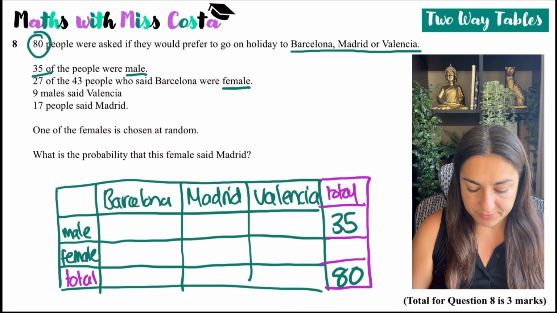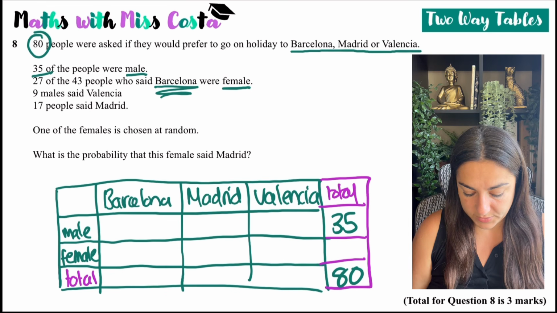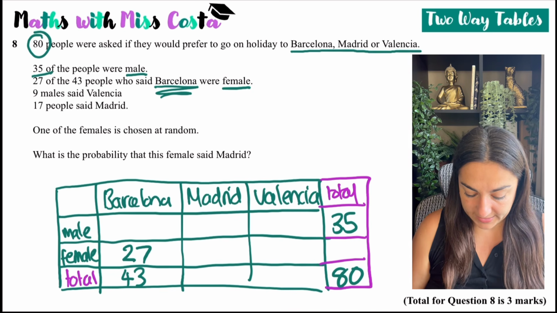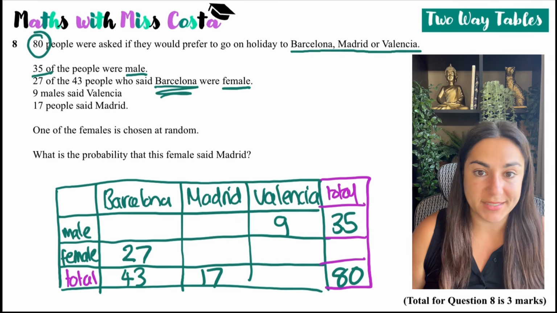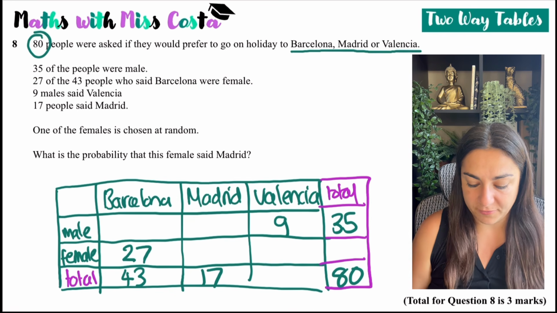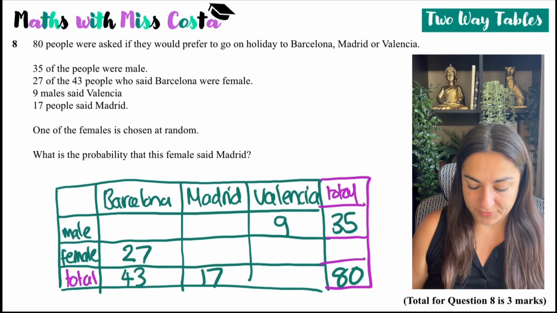And then 27 of the 43 people who said Barcelona, so Barcelona, 43 people said that, and 27 of those people were female. I'm then told that 9 males said Valencia and 17 people said Madrid. So that's all the information that the question has given me. And now it's up to me to do a little bit of problem solving. And this is kind of fun. It's like, you know, just finding the missing value.